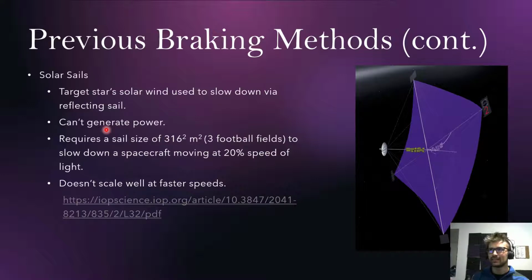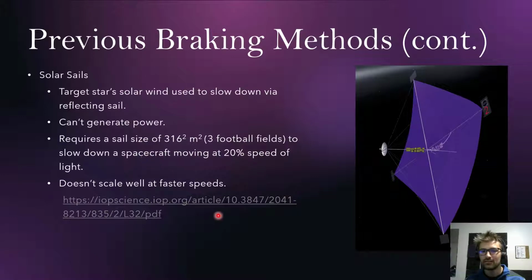Or something that can, if you have ionizing radiation coming in, harvest some energy. Not significant amounts, but you probably could do it. But if you look at the sail size required, if you're moving at 20% the speed of light, you need 316 to the power of 2 square meters of sail.